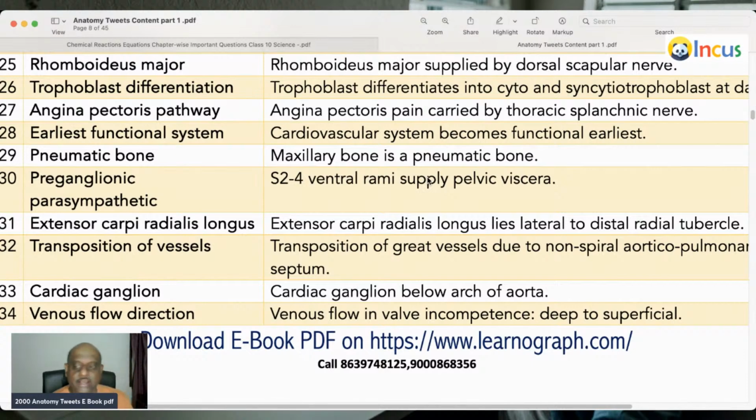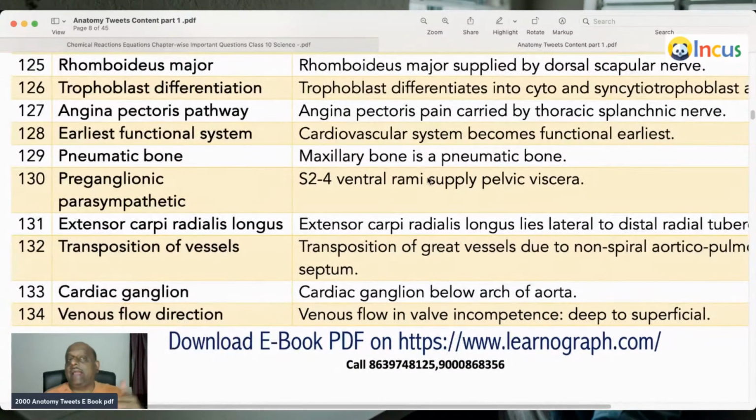Always remember, craniosacral outflow is the name given for parasympathetic supply. Thoracolumbar is called sympathetic supply. So why is parasympathetic called craniosacral flow? Cranium: vagus nerve, oculomotor nerve. These are the various cranial nerves which carry parasympathetic output. Similarly, in the sacral area, S2 to S4 ventral rami, which supply the pelvic viscera, they carry the preganglionic parasympathetic fibers.